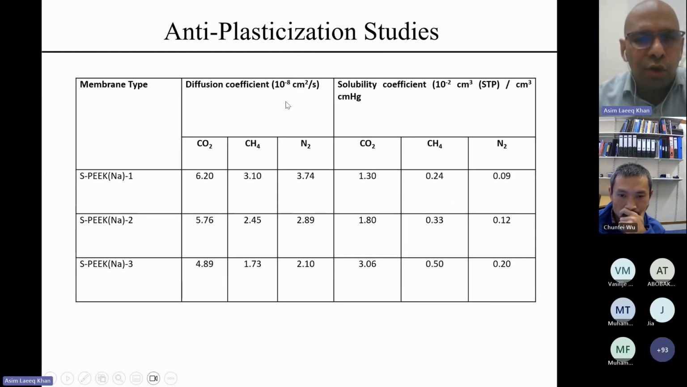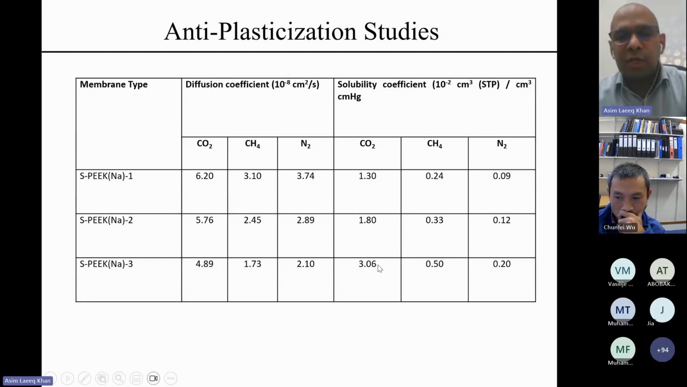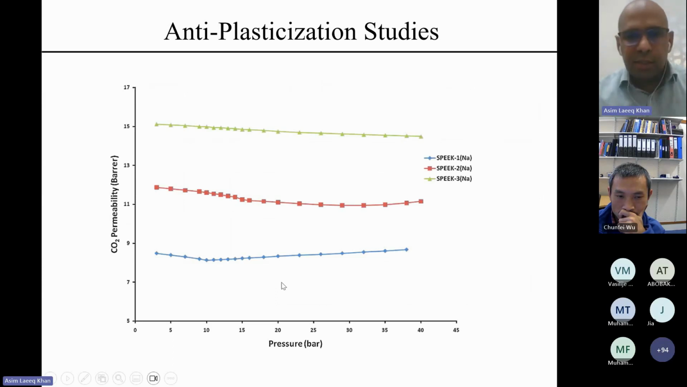So we carried out diffusion and solubility measurements, where we found that the diffusion of CO2 definitely does decrease. But because of these sulfonic acid polar groups, we were able to achieve much higher CO2 solubilities, of the order of more than double when we increase the degree of sulfonation to 50%. And because the sorption and solubility increased to such a drastic extent, it overcame the decrease in the diffusion coefficient, leading to a final increase in permeabilities.